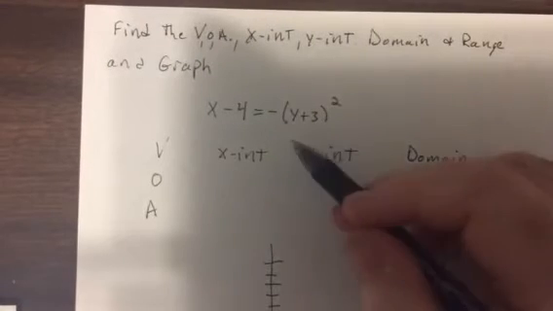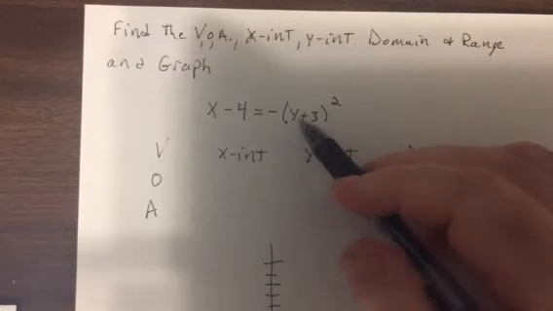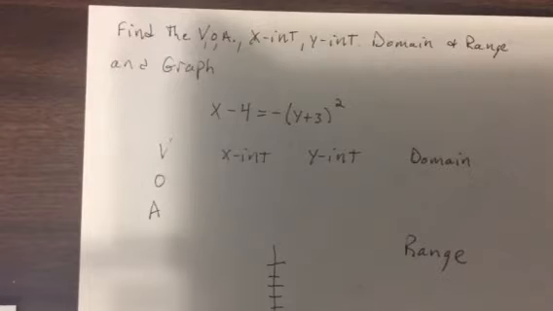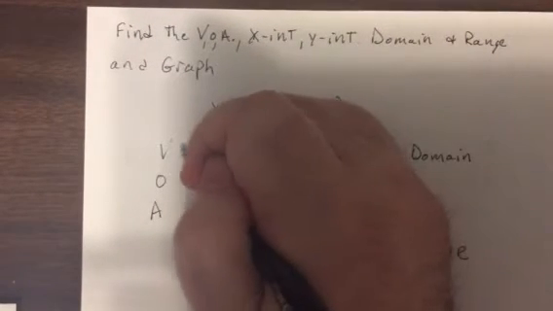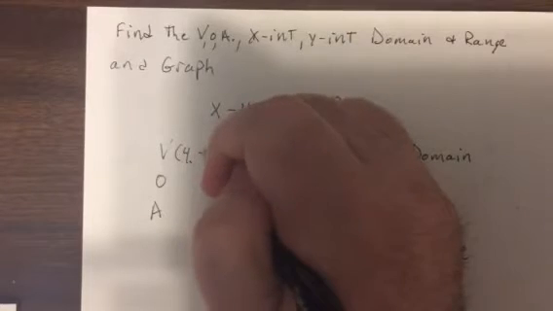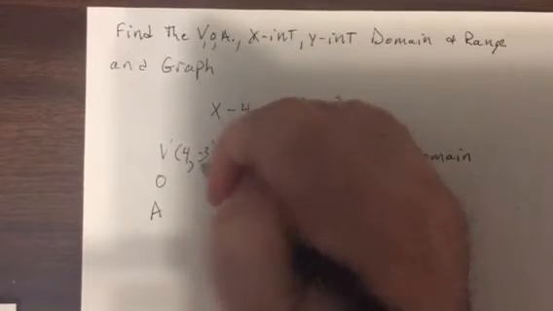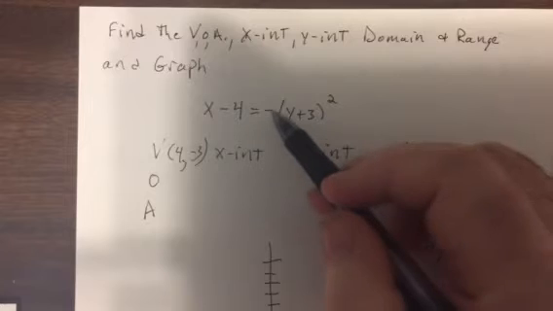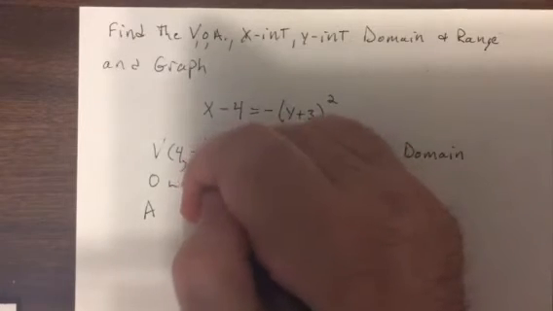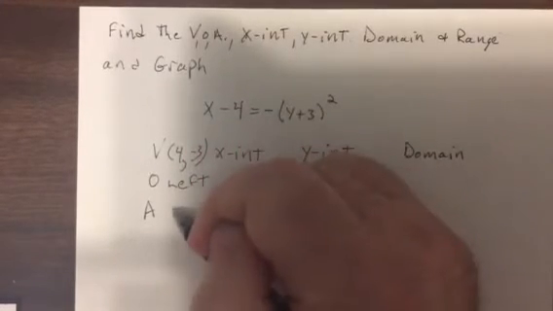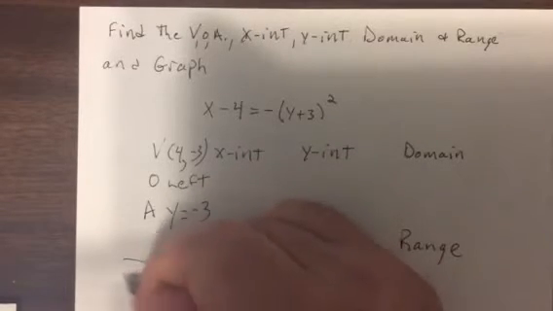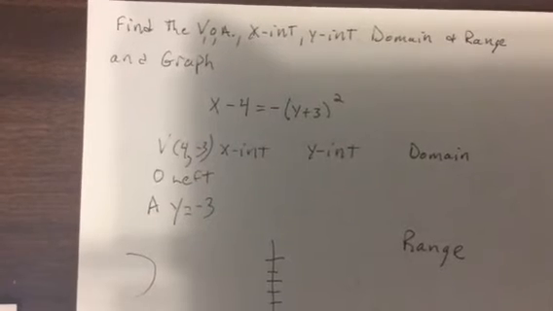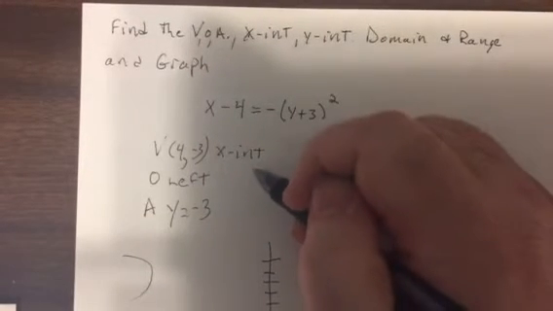Let's flip it over, do another one. Now the y is being squared, so this thing is opening left to right. My vertex is (4, -3). You go with the x and the y. Now, it's left to right, it's negative, so it'd be left. And the axis would be y equals -3. It's horizontal.